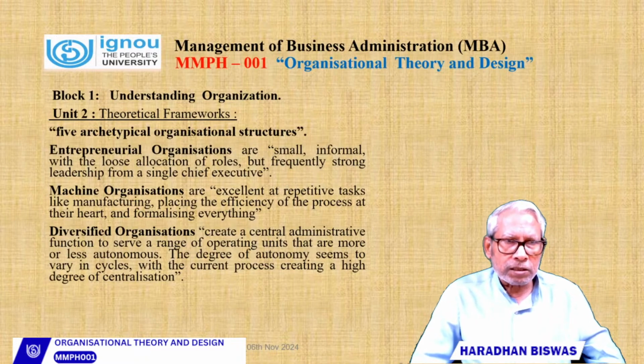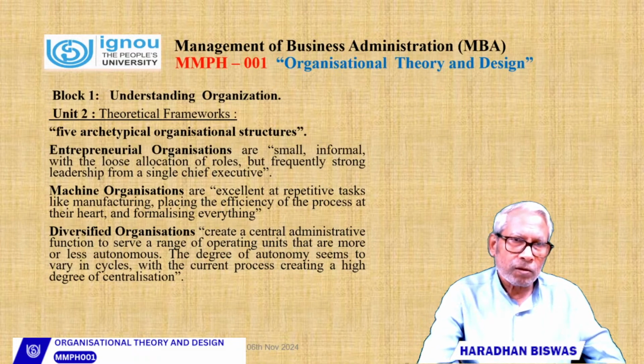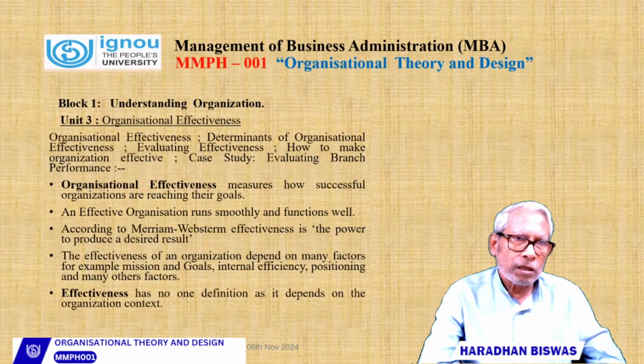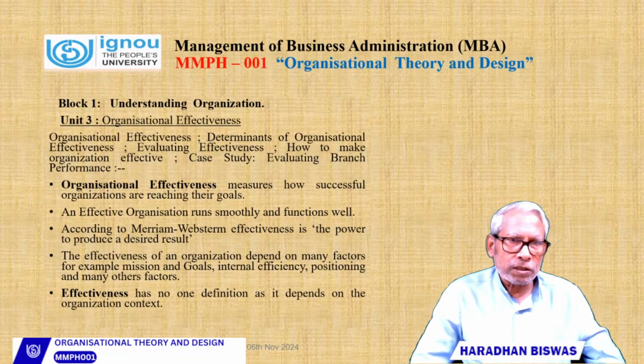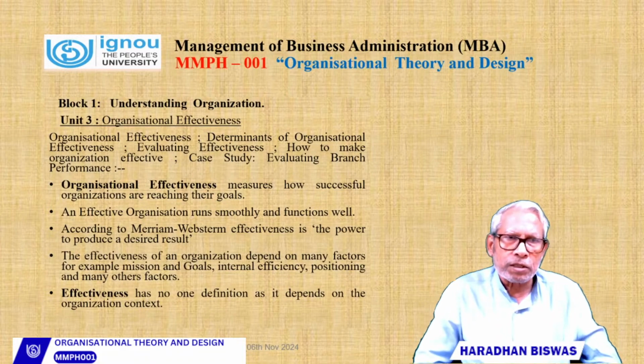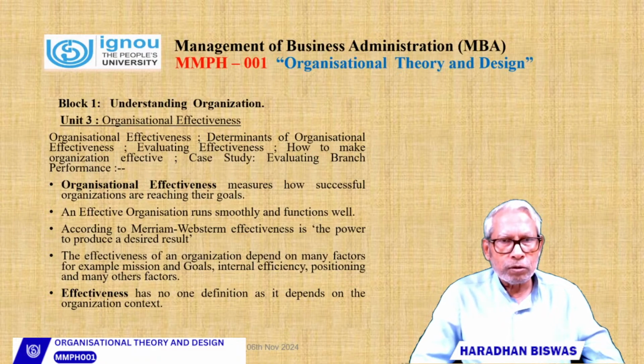Then organizational structure: entrepreneurial organizations, machine organizations, diversified organizations, named based on the type of business structures. Then professional organizations, innovative organizations, and then organizational effectiveness. There are two things: effectiveness and efficiency. Effectiveness measures how successfully the organizations are reaching their goals. That's the important point.